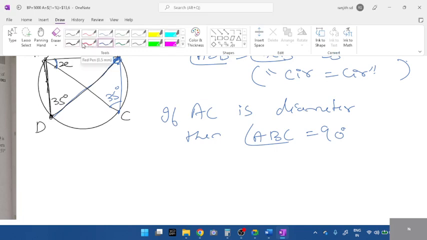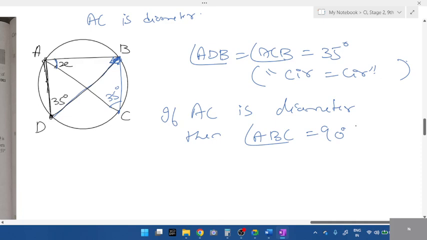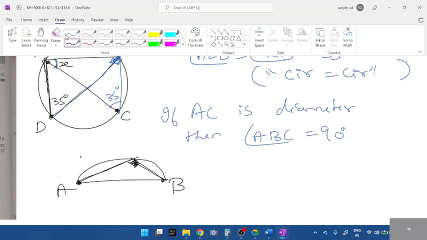Who else has a doubt? This theorem, angle formed on a semicircle is what? Angle formed on a semicircle. You were there when I taught all this? They didn't mention it as semicircle. Diameter is also a semicircle, right? What does a diameter do, student? It splits the circle into two halves.